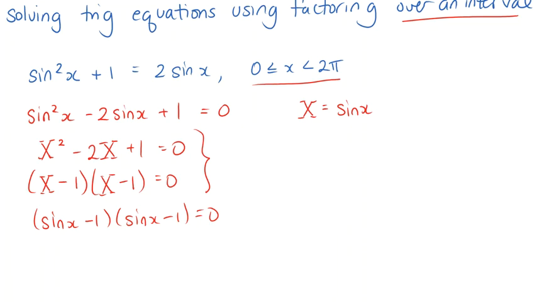Now that we have this, we know that this bracket is going to have to be equal to 0. Sorry, sine x minus 1 has to equal 0, as well as this one. They happen to be the same. So both of the two brackets would have their own equation, but in this case, they both are the same.